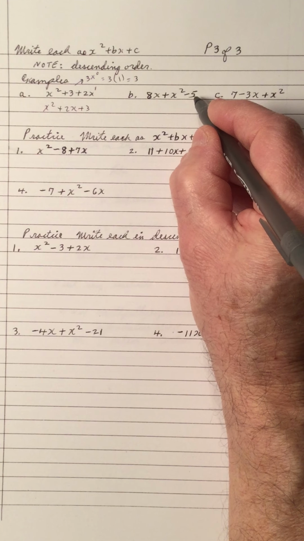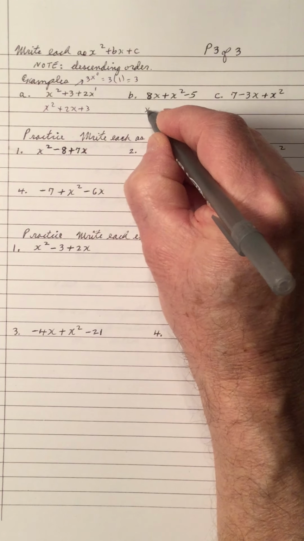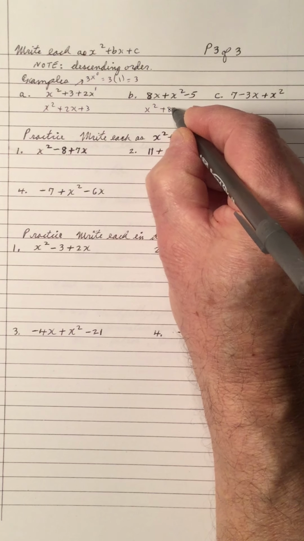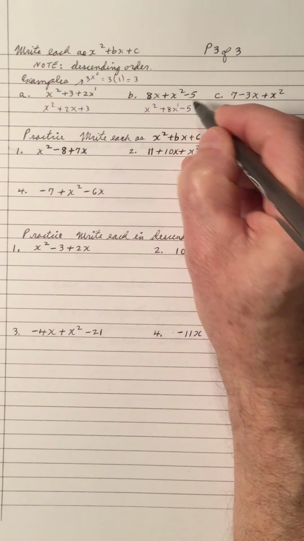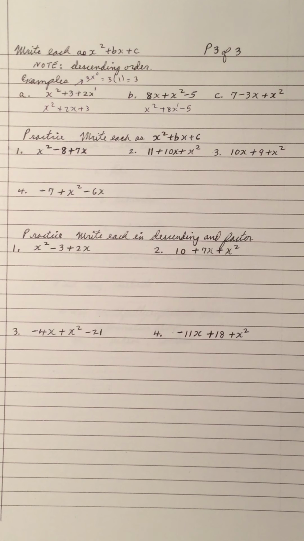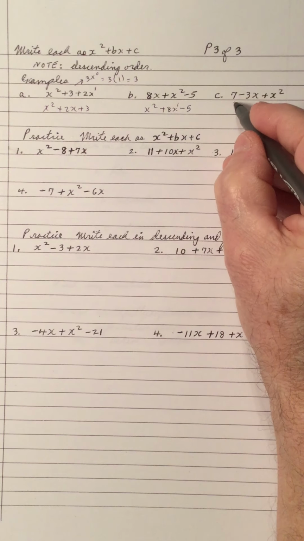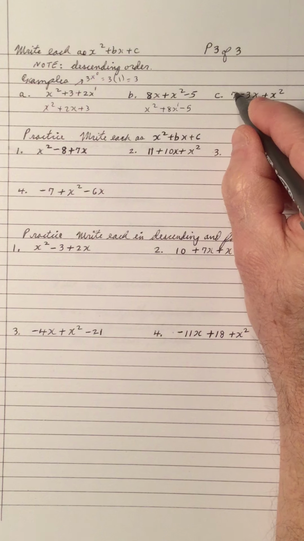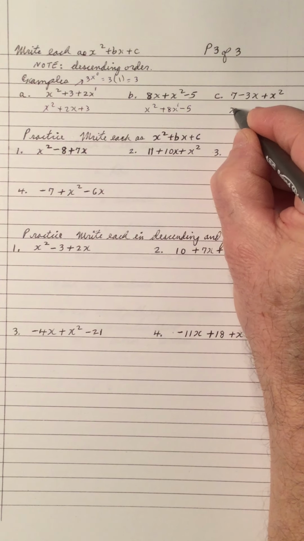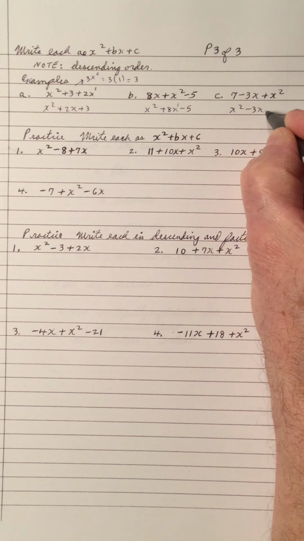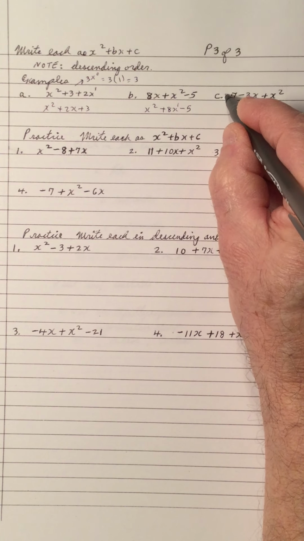B, descending order. And it has to be an x squared, then it has to be an x, then it has to be a constant. X squared, 1, and a 0. Constant is always on the right side. Number 7, we have a constant, x to the 1, and the square. So it's x squared minus 3x plus a 7.